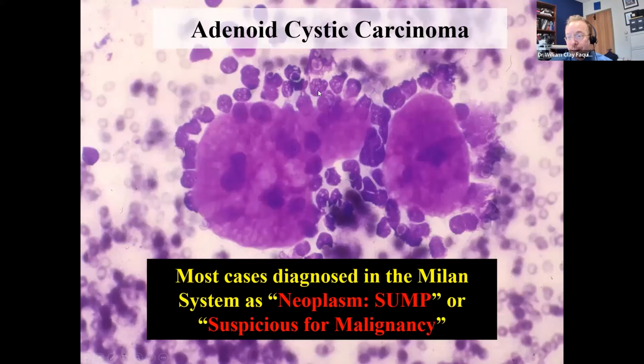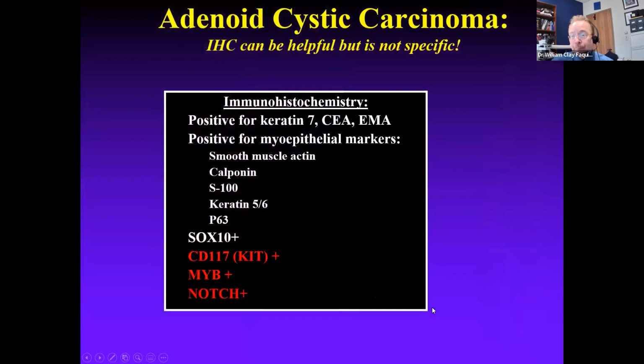So adenoid cystic carcinoma: if we see this on our FNA, we're going to be thinking of adenoid cystic, metachromatic matrix with sharp edges and basaloid cells. Most of these will be placed either in the neoplasm category or suspicious for malignancy category.